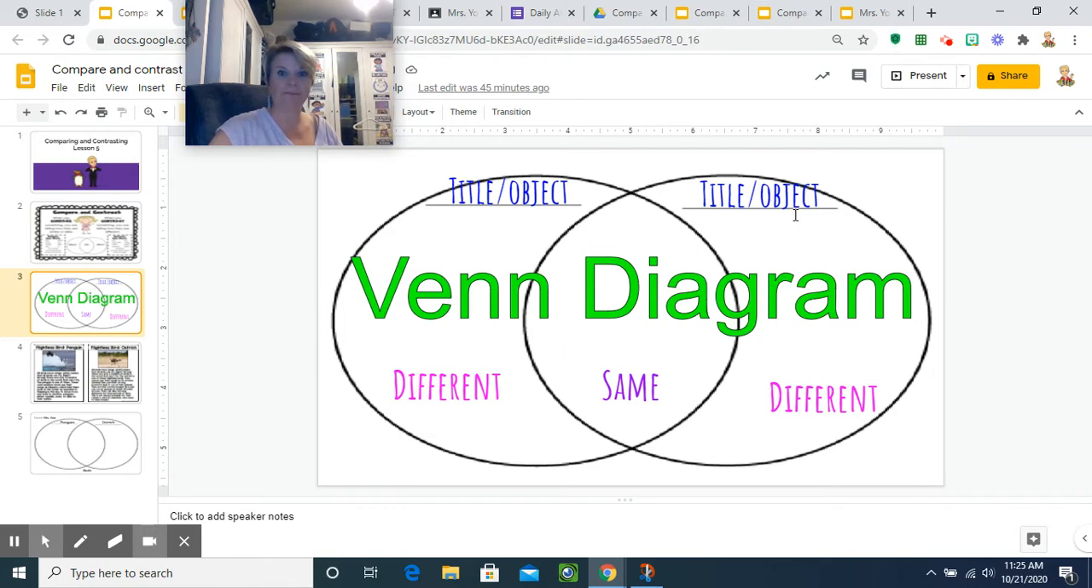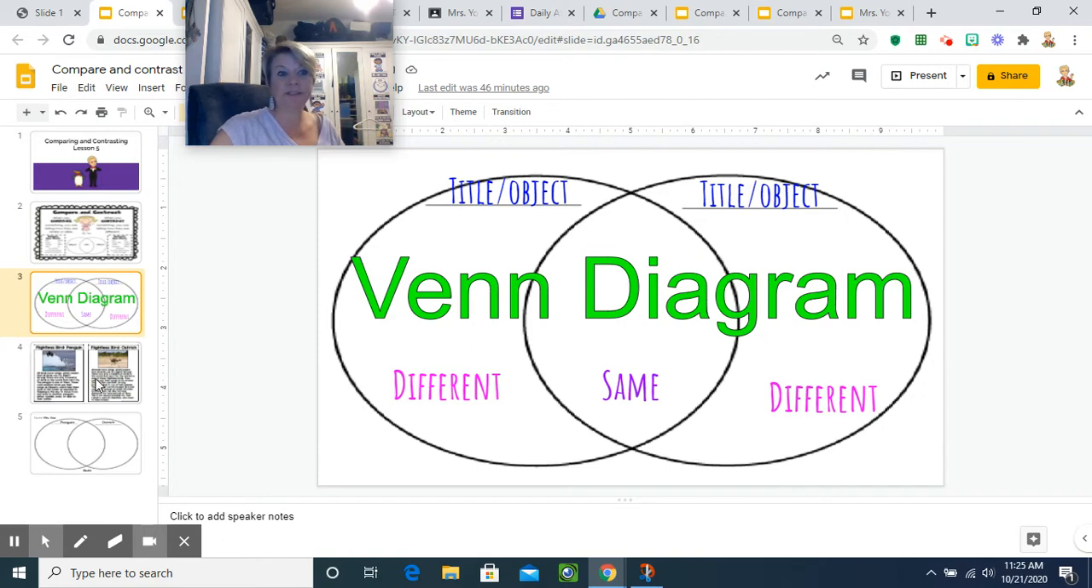I cannot talk today. And then the things that are the same when we're comparing the stories, we're going to put in the middle of the two stories where they overlap. And then the things that are different about the stories, we're going to put in the outside circle based on which story we're talking about.